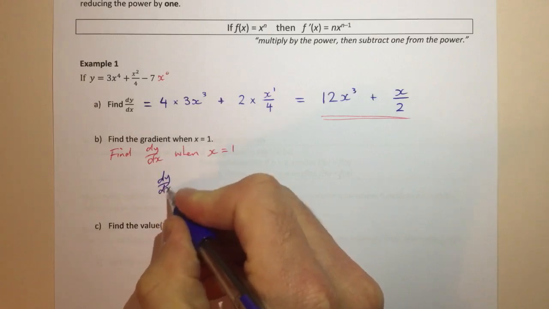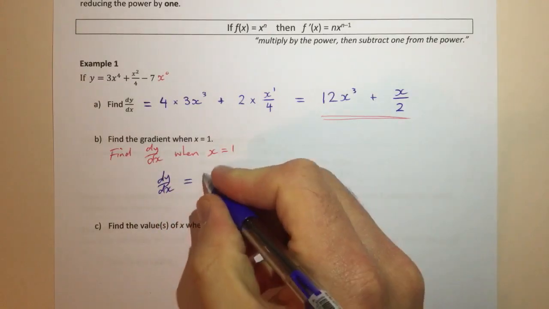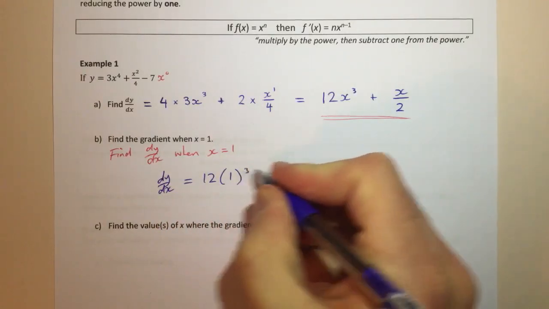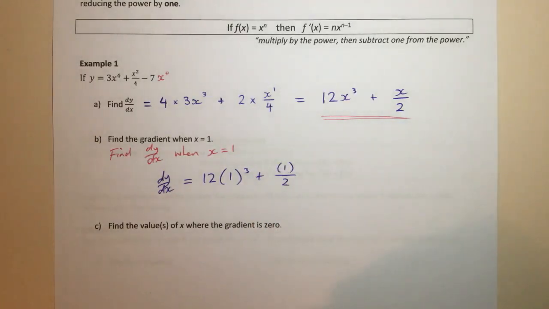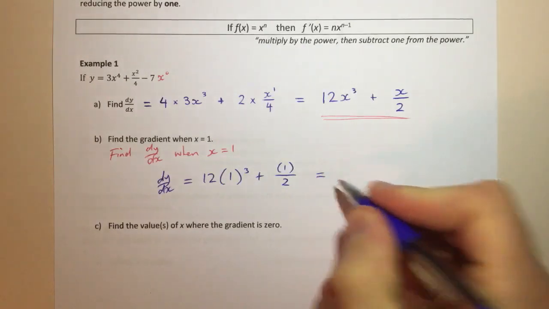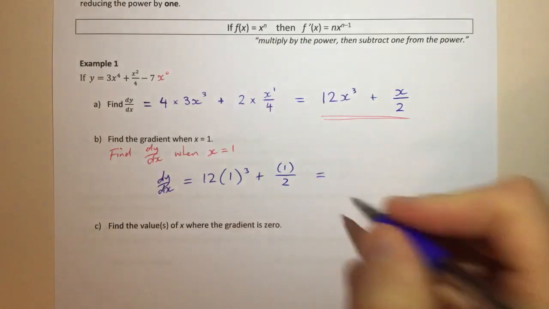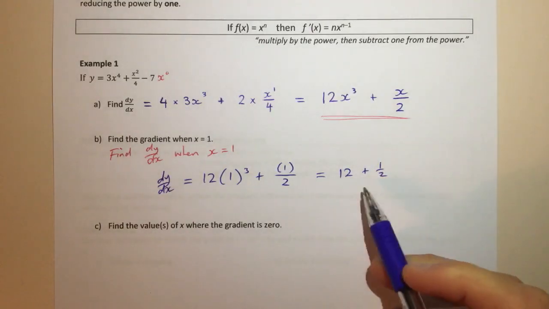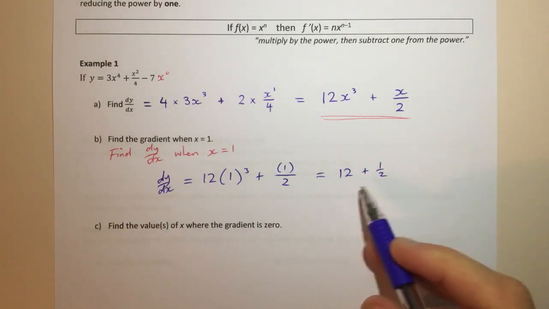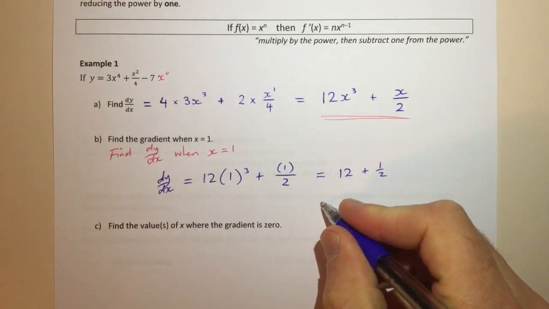And dy dx when x equals 1 becomes 12 times 1 cubed plus 1 over 2, which is really, well, 1 cubed is 1, so 12 plus a half. We could write that as 12 and a half, or we could write it as 25 on 2.